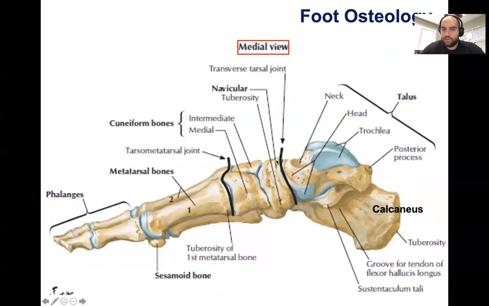So now I'm just getting really detailed, but just to give you an idea of what we think about as anatomists sometimes. Yeah, it just helps us orient and understand the relationship between the different bones and stuff.